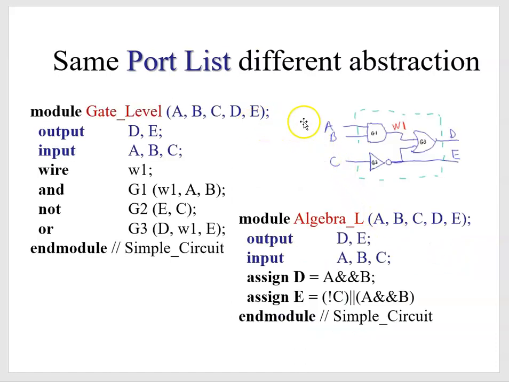So here we're trying to implement the same logic with HDL. We have the same block diagram, so that means we have the same port list. Our port lists are the same, but the level of abstraction is different. Our gate level that we just looked at is using the and, the not, and the or. In this algebra level, we use this assign statement, another HDL keyword, and we assign D just equal to A amper B.